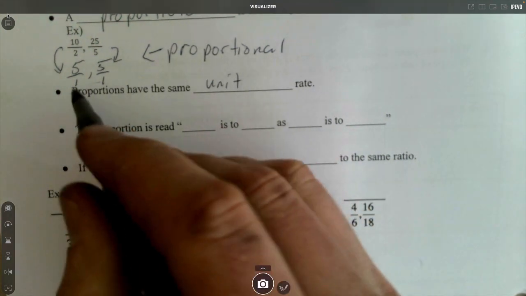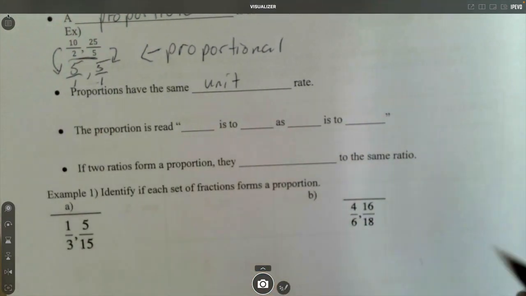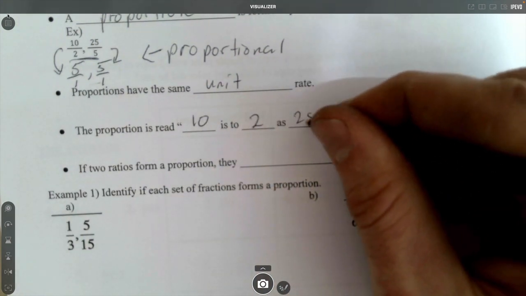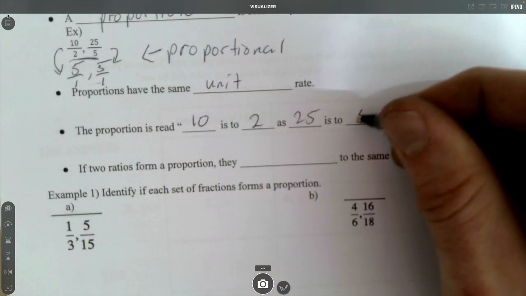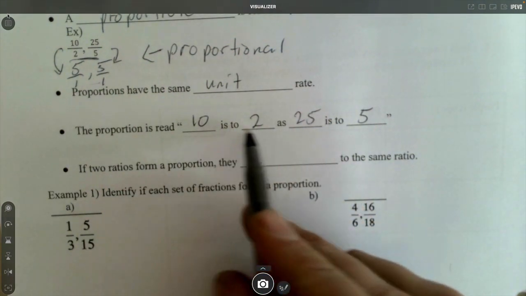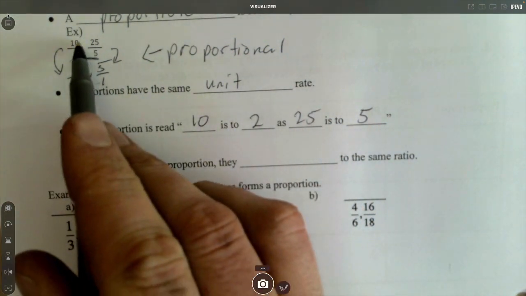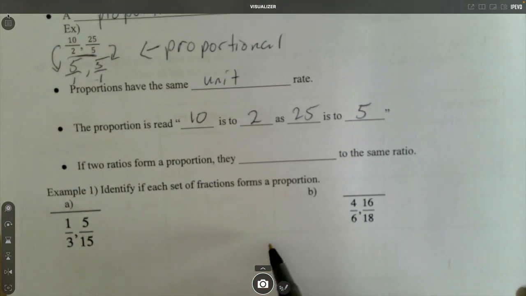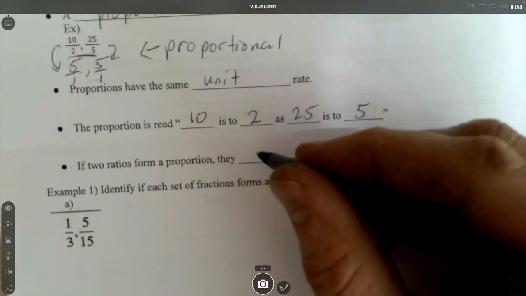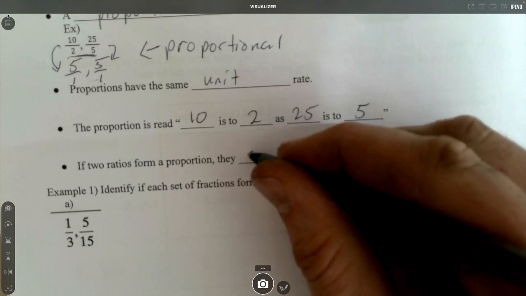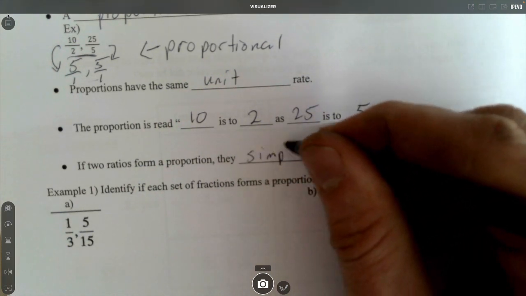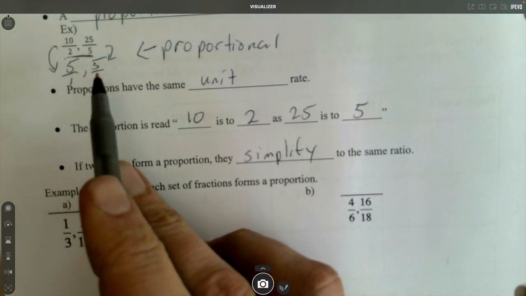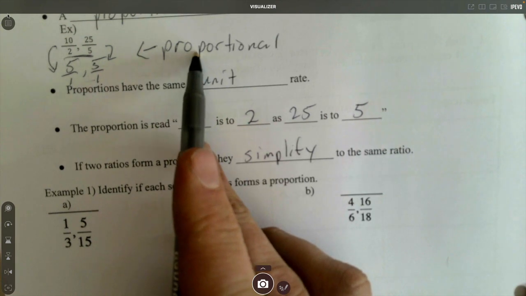You would read this proportion like this: 10 is to 2 as 25 is to 5. Those are proportional. You can always check if things are proportional by simplifying. If they simplify to the same ratio, like 5 over 1, you can say yes, it's proportional.